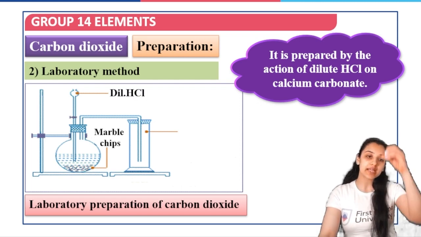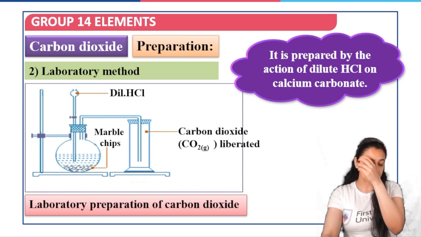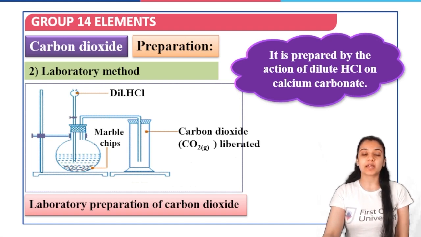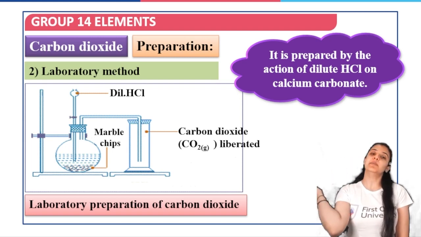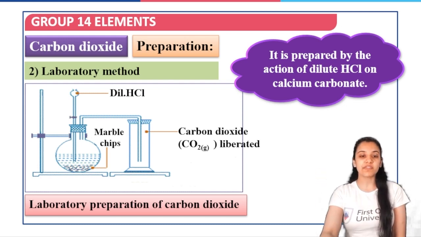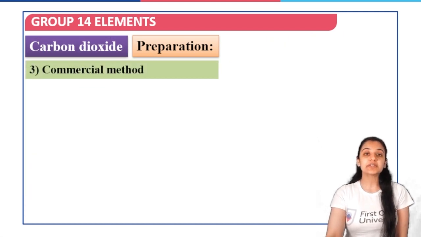Then we have dilute HCl being added from the top. And in the beaker that we have taken alongside, that's the column that we have. Therein we see that carbon dioxide is going to be liberated, coming out of the reaction flask, that is the RB flask.